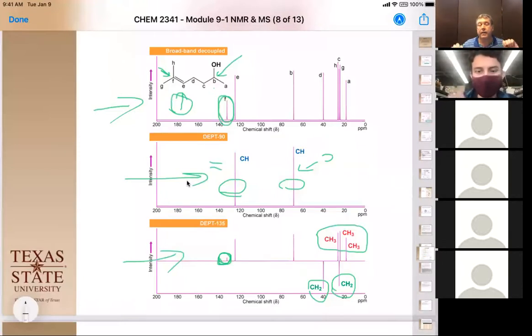All right, go and look at your relative shifts by what is attached to them, and start figuring out what equivalent protons are and what unique carbons are, okay? And then we'll drive it home on Friday.